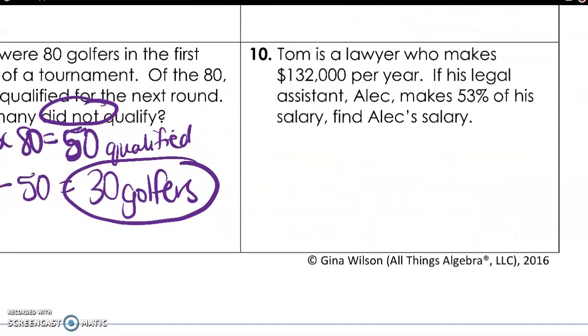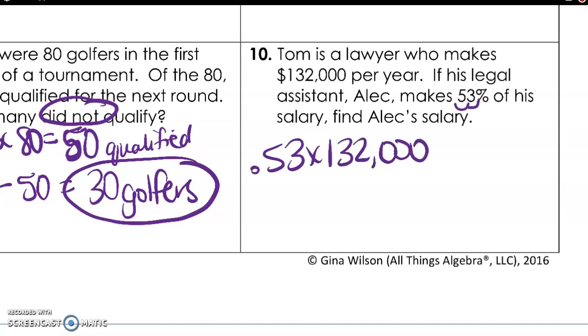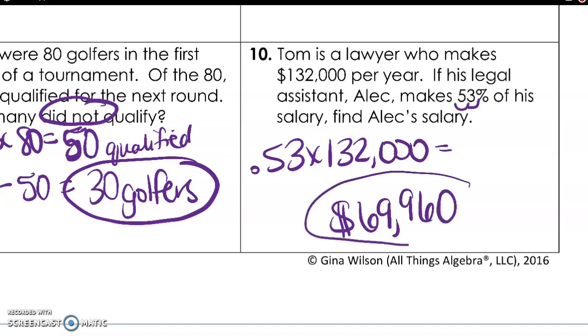Number 10, Tom's a lawyer who makes $132,000 per year. His legal assistant, Alec, makes 53% of that. So 53%, 0.53 times 132,000. $69,960. So if they give you a total and they give you a percent, move that percent into a decimal 2 times, and then multiply to get your part.